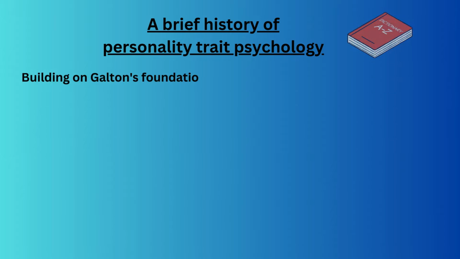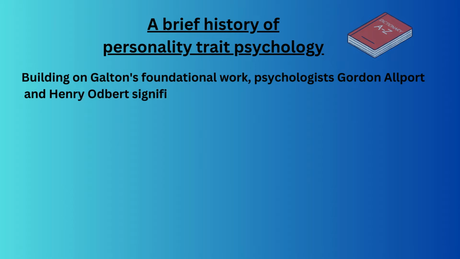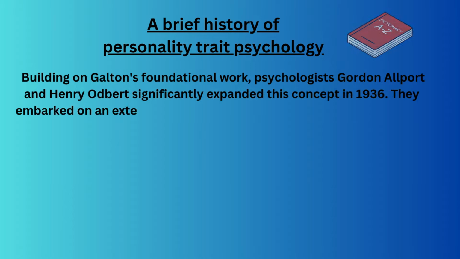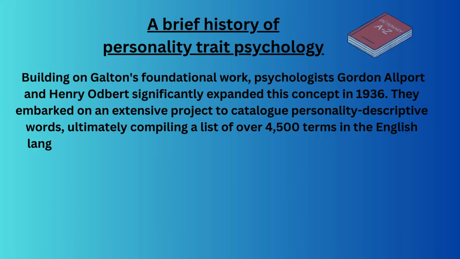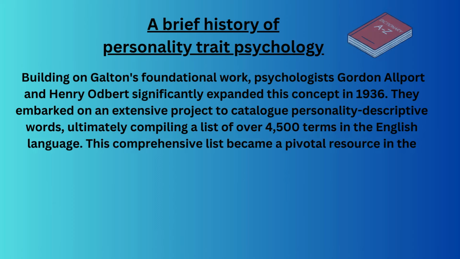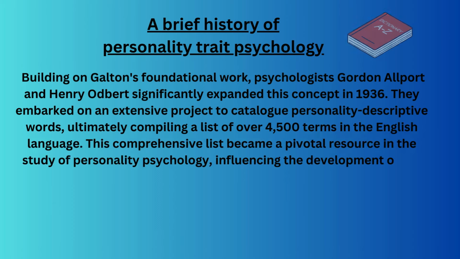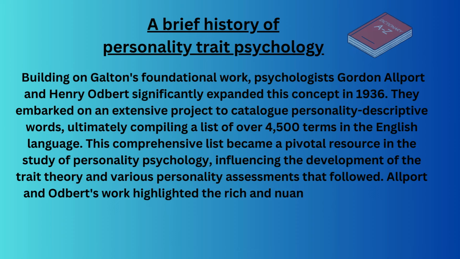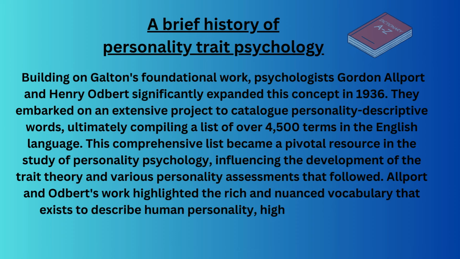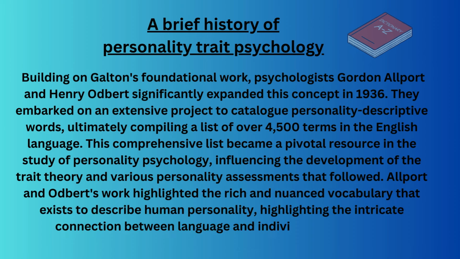Building on Galton's foundational work, psychologists Gordon Allport and Henry Odbert significantly expanded this concept in 1936. They embarked on an extensive project to catalogue personality descriptive words, ultimately compiling a list of over 4,500 terms in the English language. This comprehensive list became a pivotal resource in the study of personality psychology. This influenced the development of trait theory and various personality assessments that followed. Allport and Odbert's work highlighted the rich and nuanced vocabulary that exists to describe human personality, underscoring the intricate connection between language and individual differences.